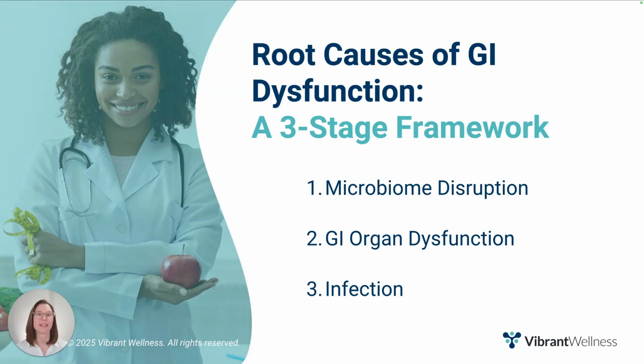Stage 2 is the organs themselves. Specifically, is the stomach making acid? Is the gallbladder making bile? Is the pancreas making enzymes? And again, all that can be measured by a stool test. And stage 3 is when we start to identify opportunistic overgrowth and or infections in our patients.